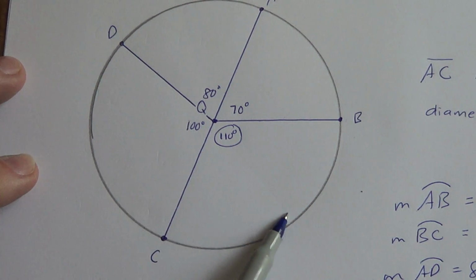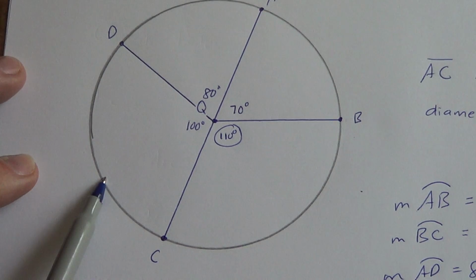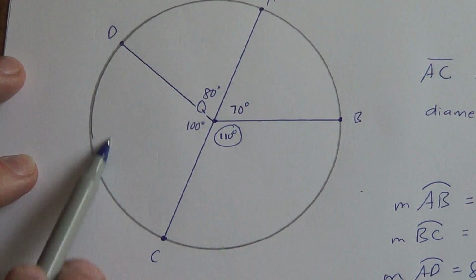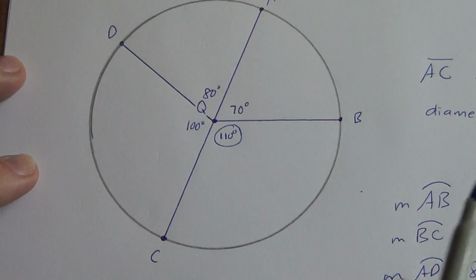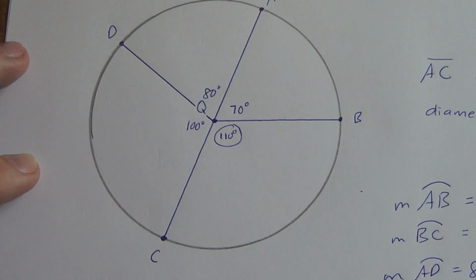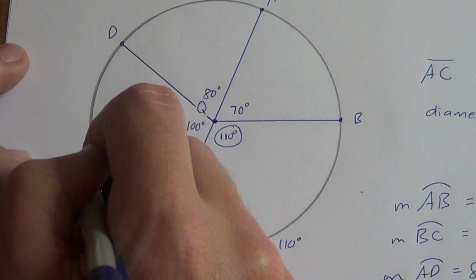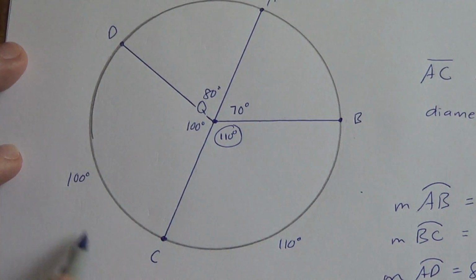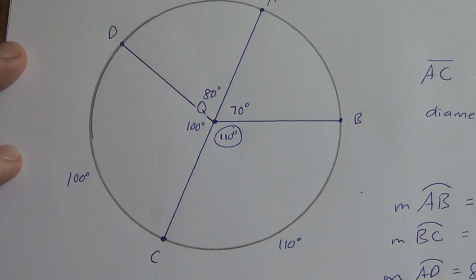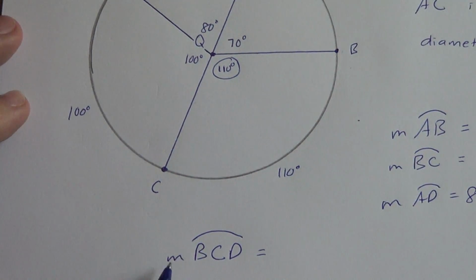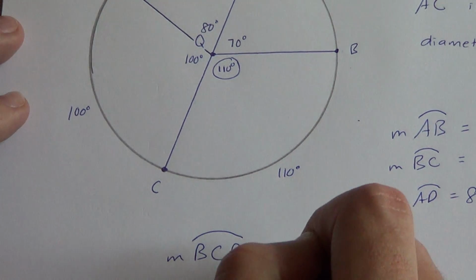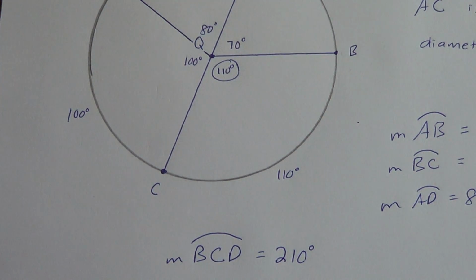Well, we already know that this is how much? It's 110, right? And this one is 100. So what do you think you could do to those two numbers to get this whole thing? Hopefully you're thinking, I could add them, right? 110 out here, 100 over here. Those arcs together equal, put our M for measure, measure of arc BCD equals 210 degrees. It's a major arc. It's more than 180 degrees, more than half of the circle.